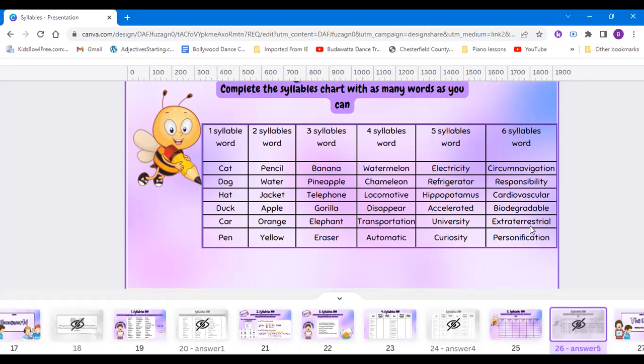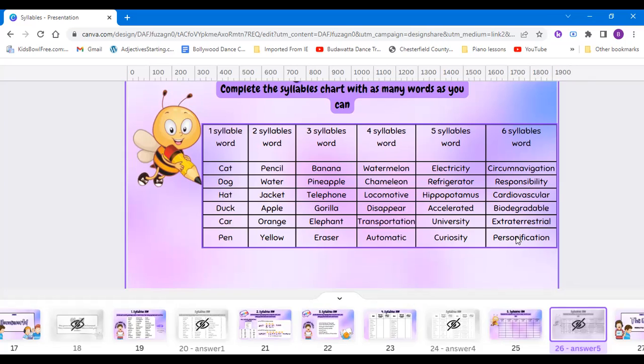Extraterrestrial means something that is beyond the Earth. For example, extraterrestrial beings is like an alien, someone who is not from the Earth. So if there were people on Mars, they would be extraterrestrial.